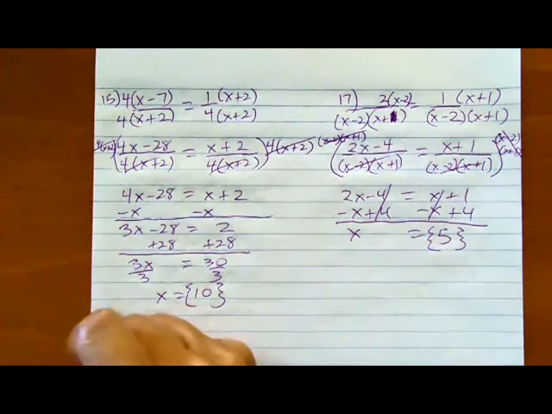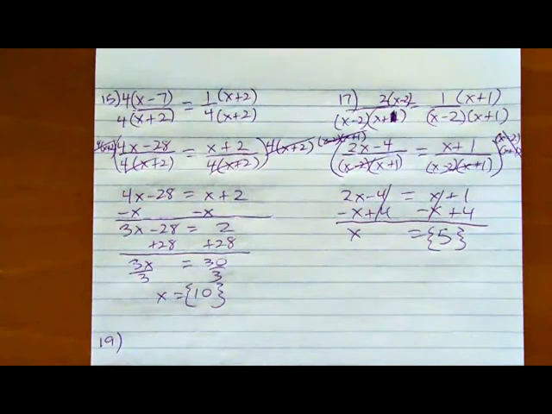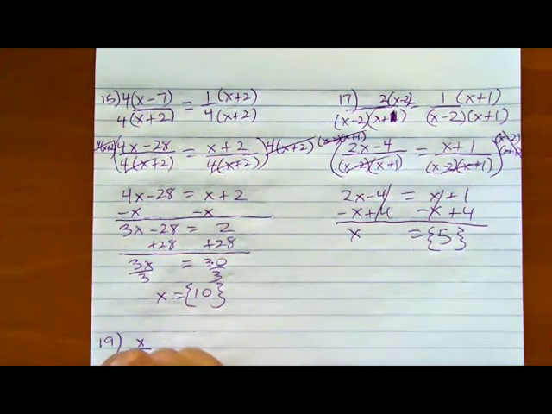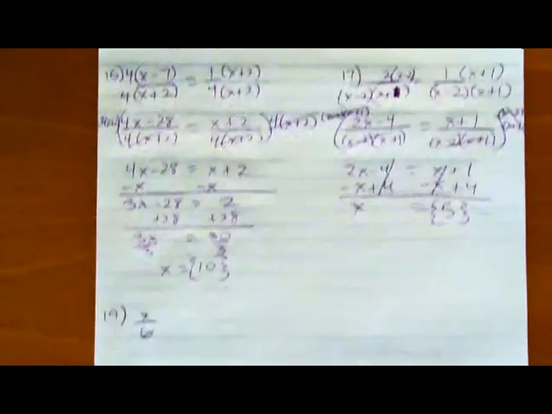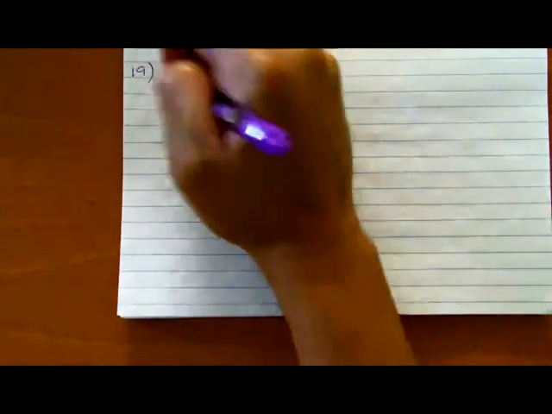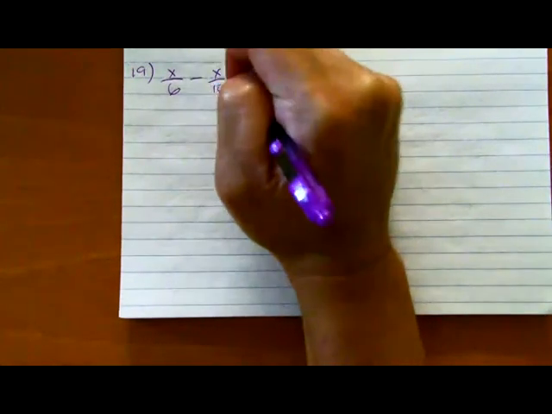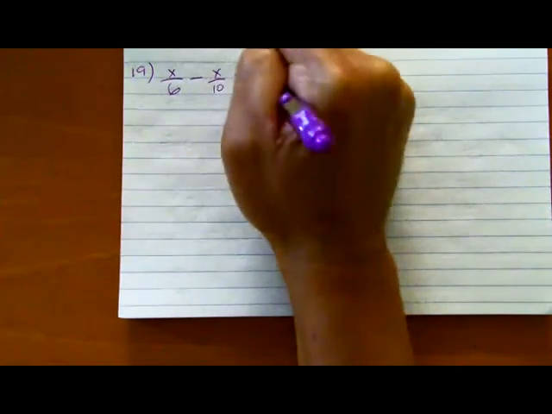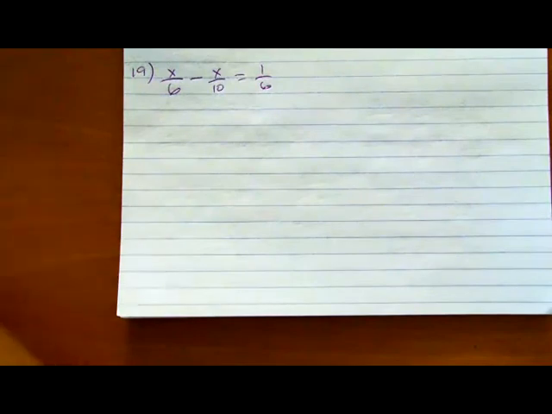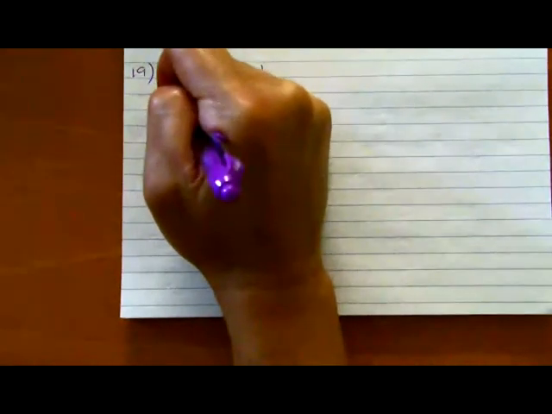Number 19. X over 6 minus x over 10 equals 1 over 6. Common denominator. This is 2 and 3. This is 2 and 5.